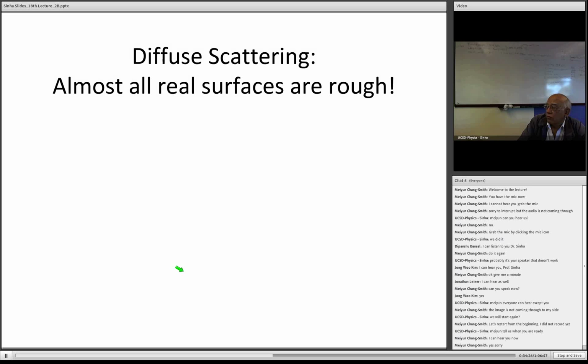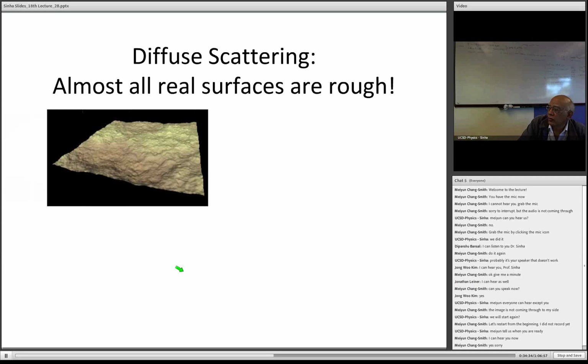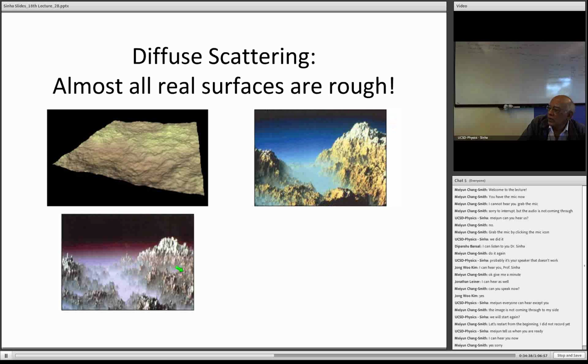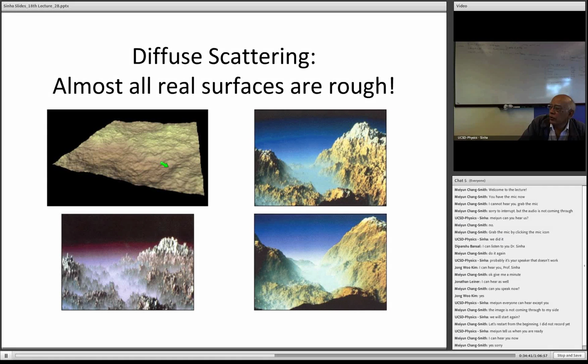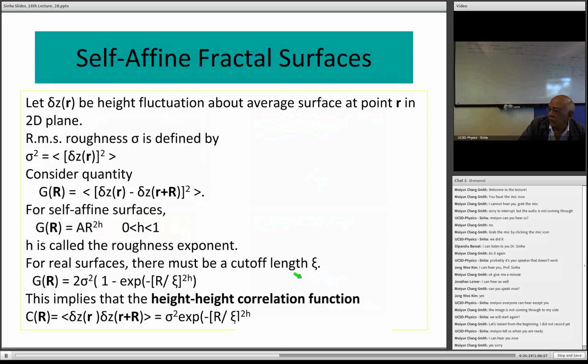So let's talk about roughness. Almost all real surfaces are rough, and if you go to the next pictures, these represent computer simulations of various kinds of roughness, which are generated by an algorithm called the Self-Affine Fractal algorithm, which has the capability of generating very realistic landscapes. These are just colored and touched up to make them look like real landscapes. But if you look at electron micrograph pictures of real surfaces at the nanoscopic level, you can often fit them with this kind of model of roughness. Can we go to the next slide, please?